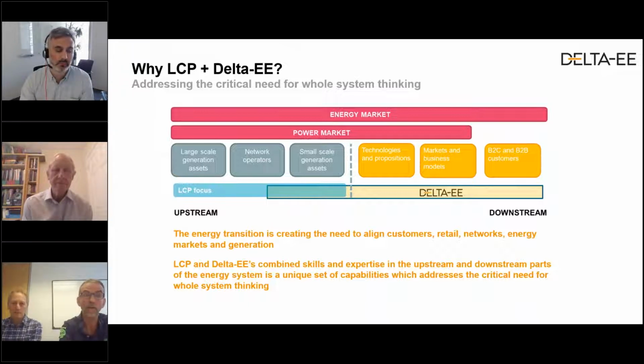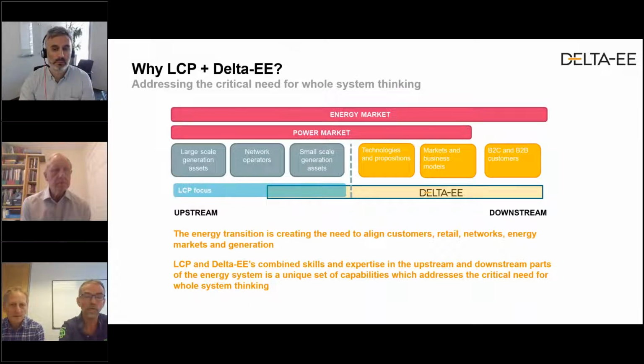Why have we done that? What we see in the energy transition is the need to align customers, retail, networks, energy markets, and generation. Central to the energy transition is the alignment between the different parts of the supply chain, and our combined skills and expertise, LCP more on the upstream, Delta-E more on the downstream, give us that unique set of capabilities, we believe, to support our clients in new and innovative ways.